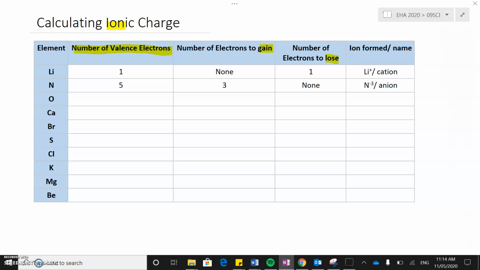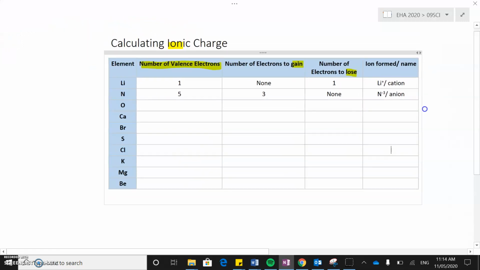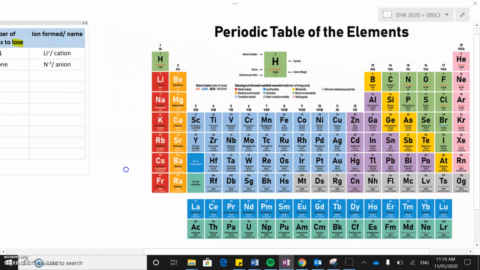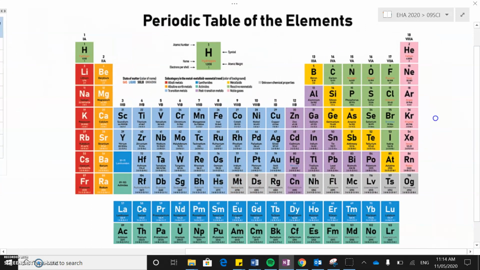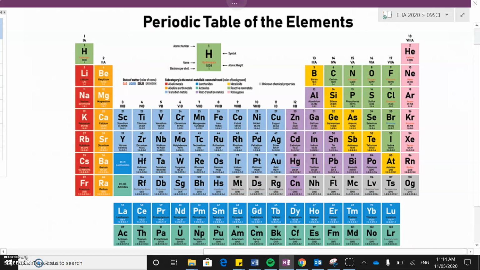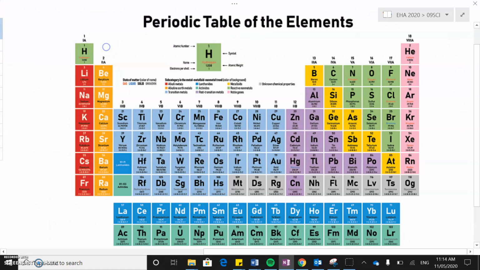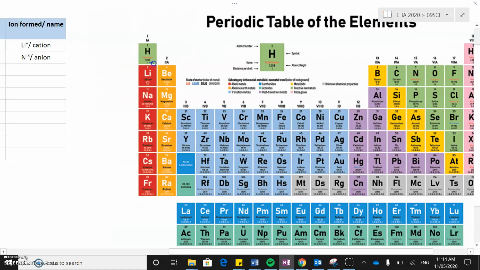So you can see in the first example, we've looked at lithium. Now let's quickly look at lithium on the periodic table. Here it is. Here's lithium. I'll just circle lithium, up in this top left-hand corner. So lithium there has an atomic number of 3, which means it has 3 protons, it has 3 neutrons, it has 3 electrons. Now we know that there are 2 electrons in our first shell.